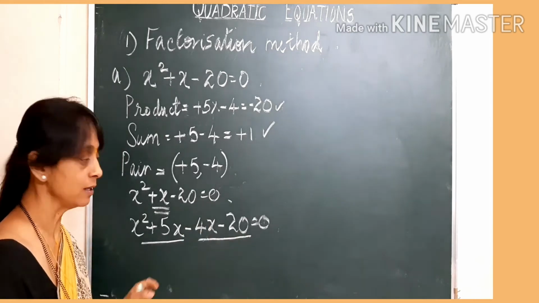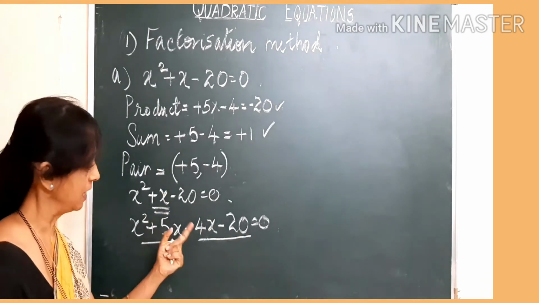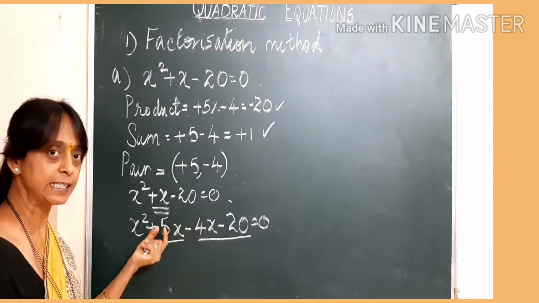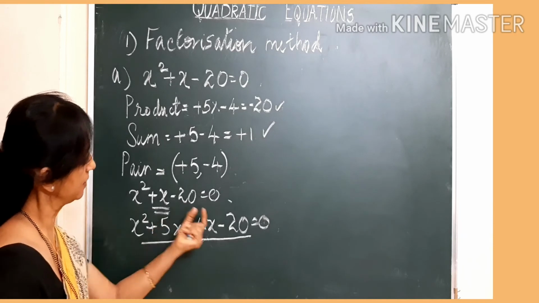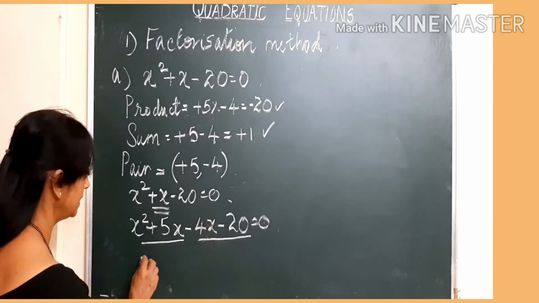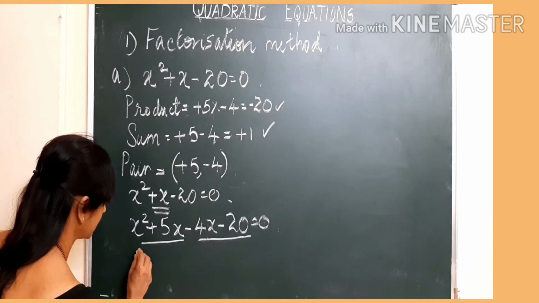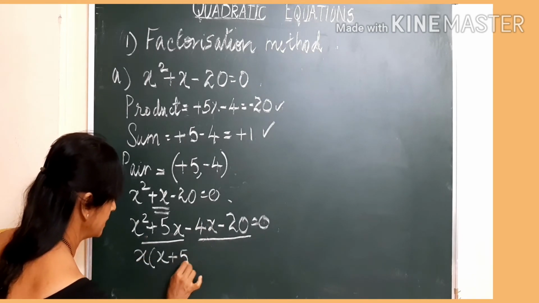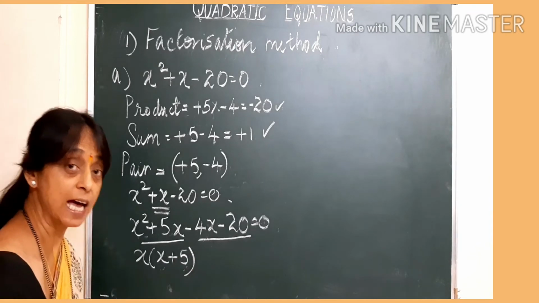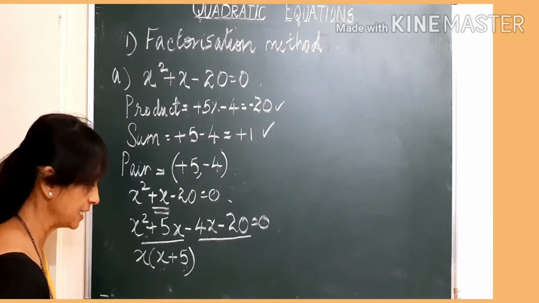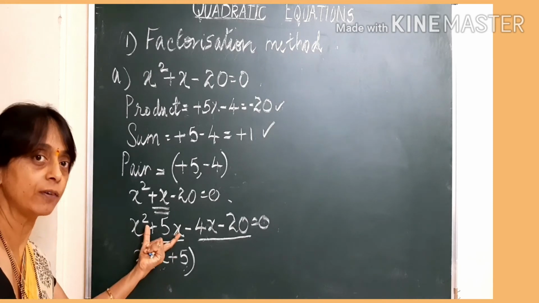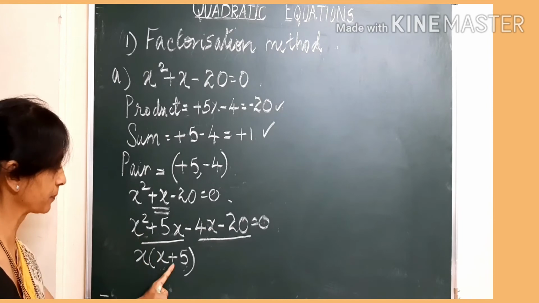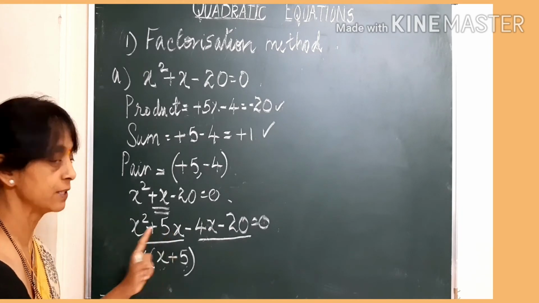Now children, remember, when you are splitting up the middle term, either you write it as plus 5x minus 4x, or you can write minus 4x in the beginning with plus 5x following it. So over here what is common? X is common. X into x plus 5 goes as uncommon terms inside the bracket, such that when you open the bracket, you get the first two terms back. Let's check. X into x gives you x squared plus x into 5 gives you 5x.